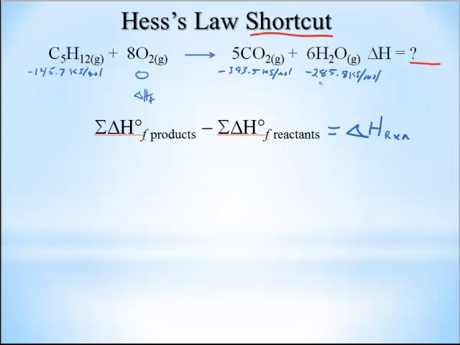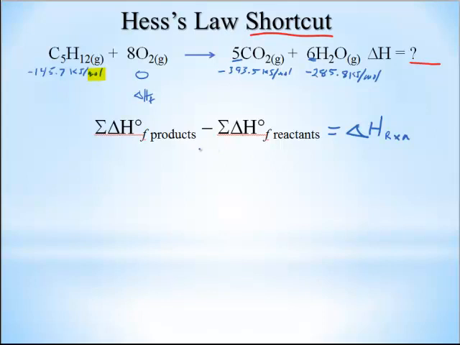Now I want to highlight this one thing. Notice it says per mole, right? So it turns out that we've got to really pay attention to these coefficients. So this is just 1 mole of stuff, but right here, what do I have? I've got 5 moles of stuff. So I've got to multiply that number by 5, and I've got to multiply this number by 6 to get this to all work out.